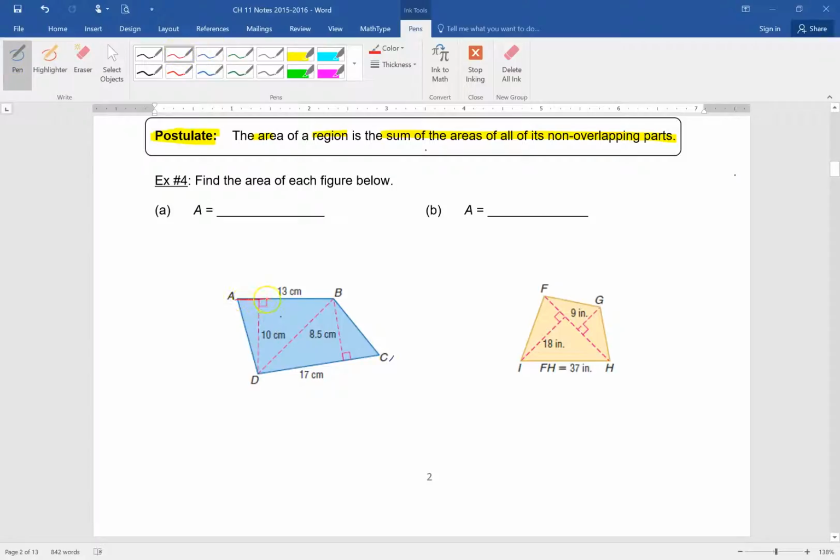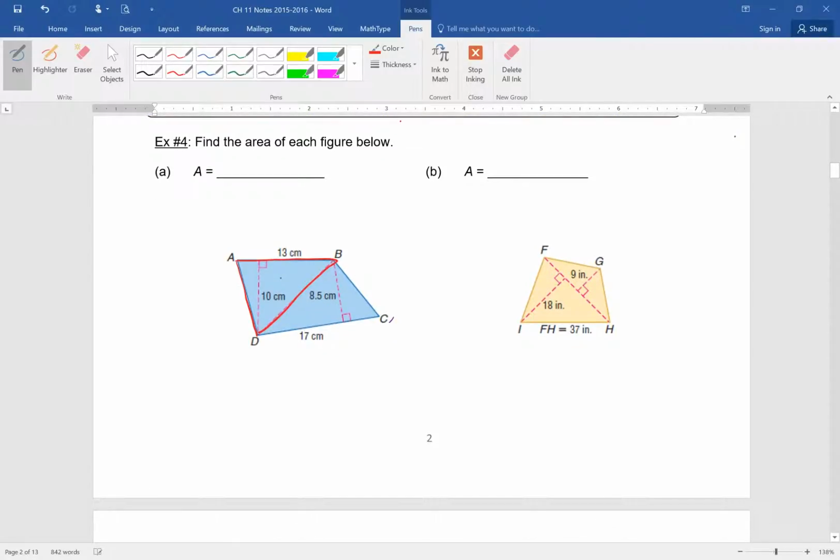What you have here is a triangle, and you have another triangle there. So if we just focus on triangle ABD, let's find the area of triangle ABD. This is the height because it goes from the vertex perpendicular to the opposite side, and this is the base.